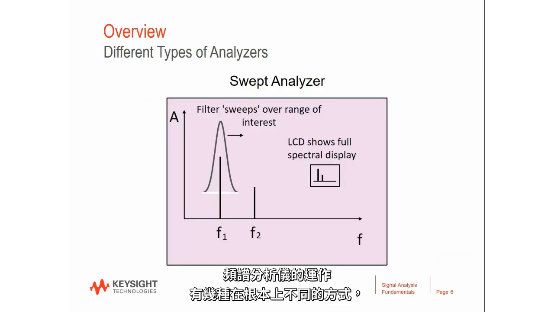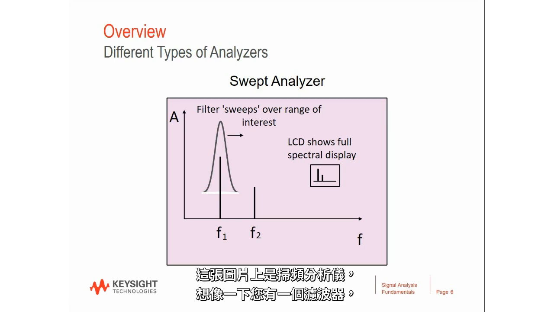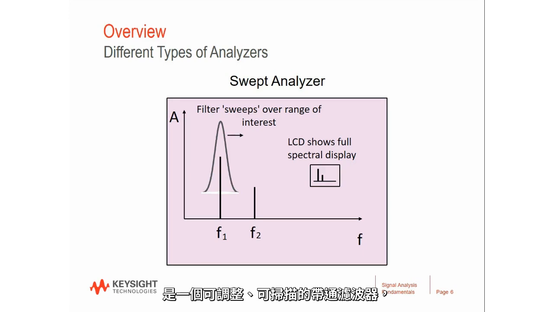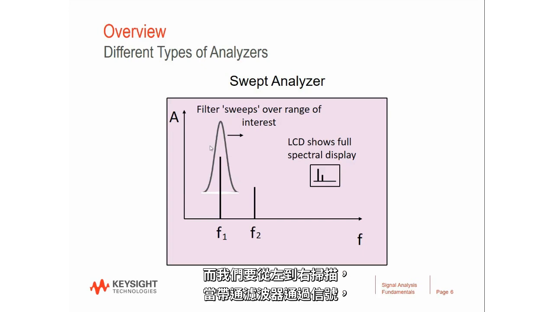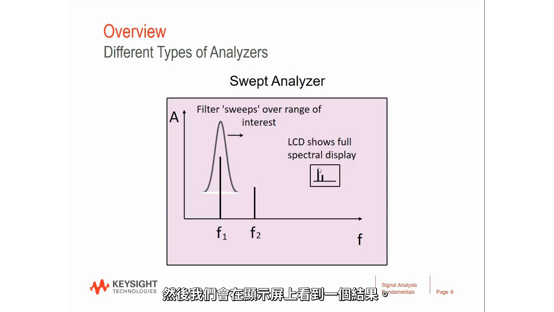Spectrum analyzers can operate in a couple of fundamentally different ways. This picture denotes a swept spectrum analyzer, and it's really simple to just imagine that you've got a filter shape. This is a tunable, sweepable bandpass filter, and we're going to sweep from the left to the right. And when the bandpass filter passes over a signal that's coming into the input of the spectrum analyzer, then we see a response on the display.